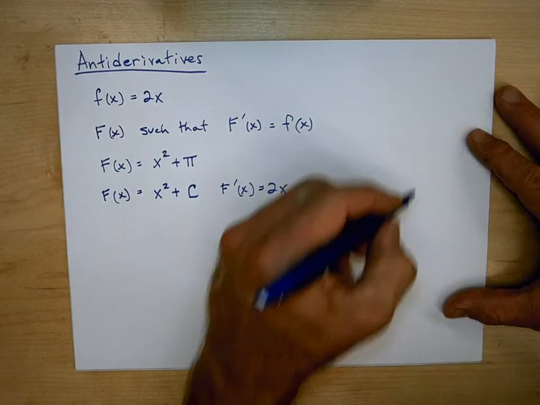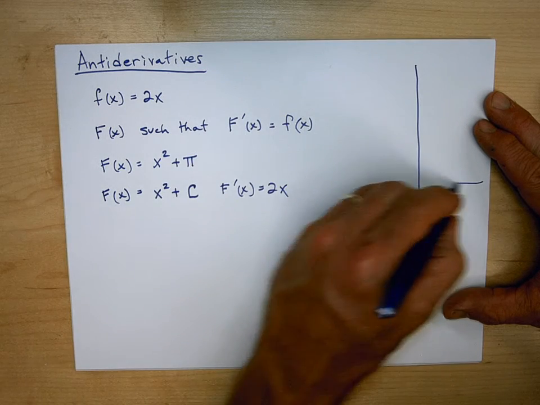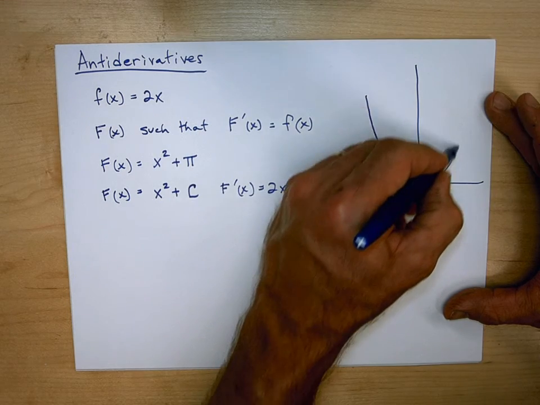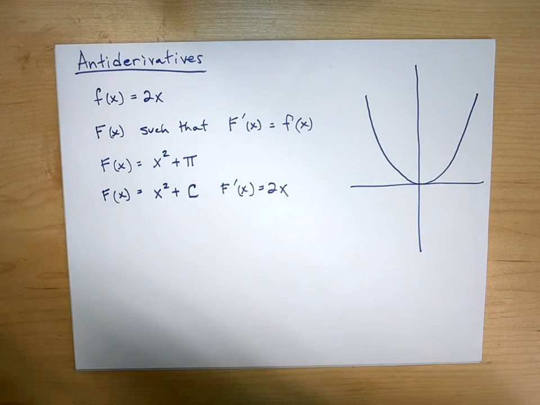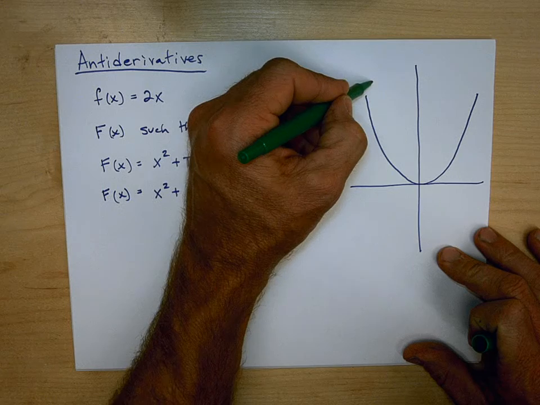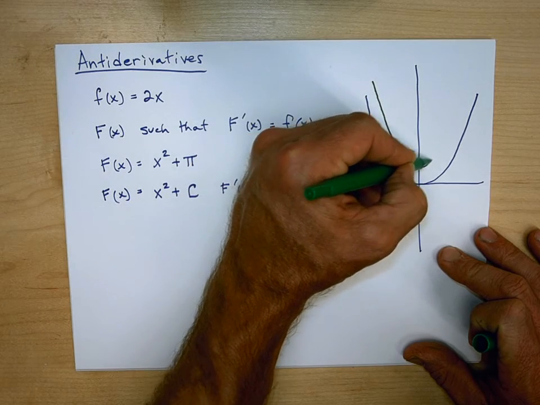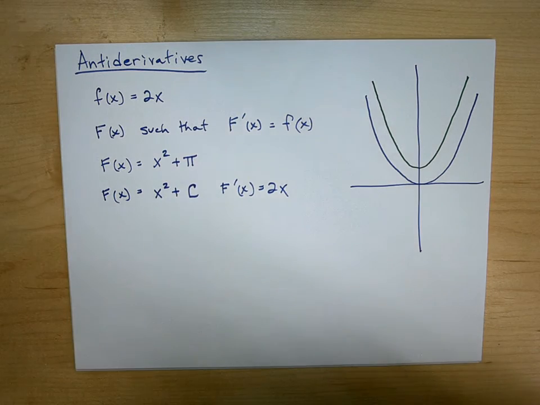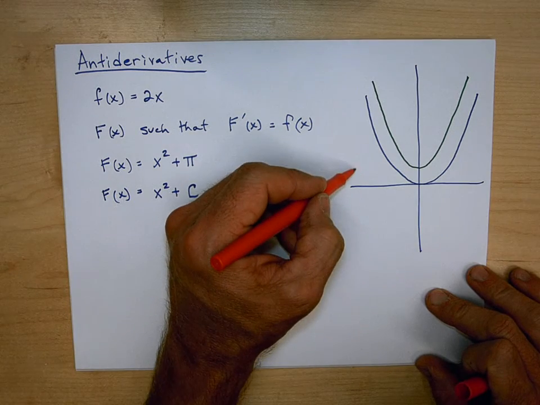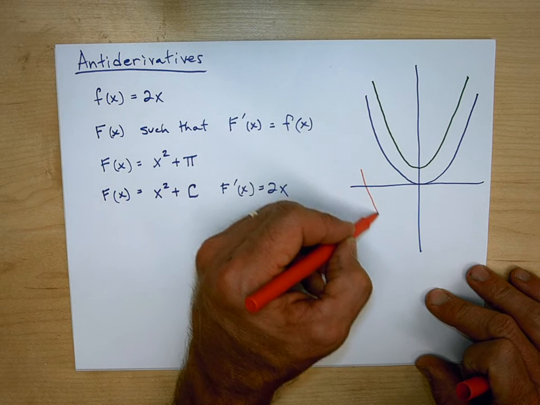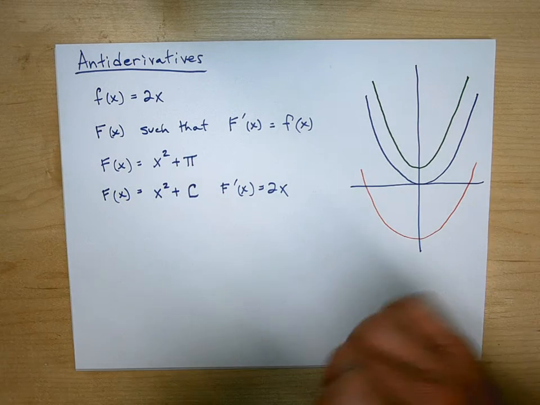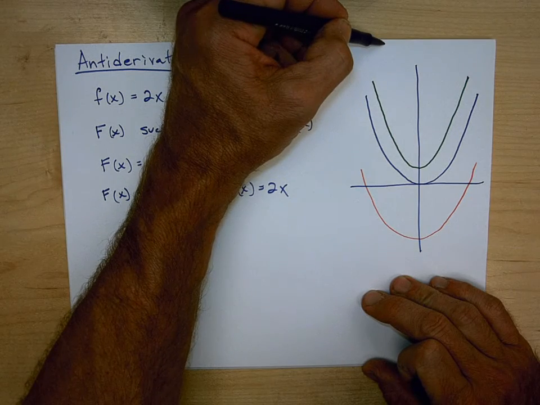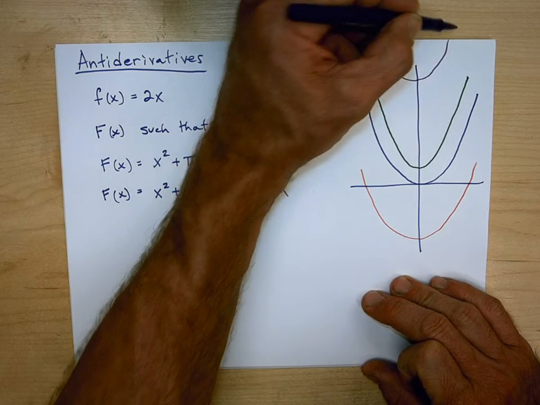So graphically, a way to think about this is, we know that x squared looks something like that, right? What if I had x squared plus 1? Well, it should look very similar, except it's moved up 1. What if I had x squared minus 5? Then it would look very similar, except it would be down here. Or x squared plus 10. That would be very similar, except it would be up here.